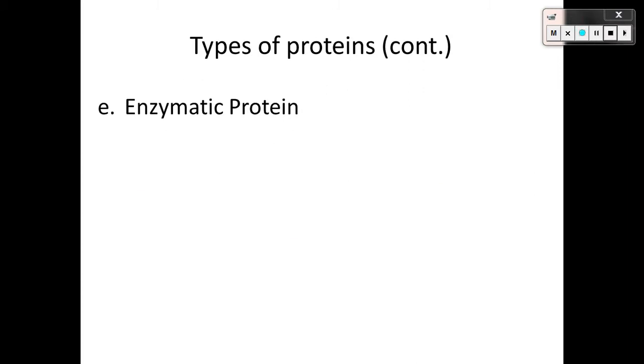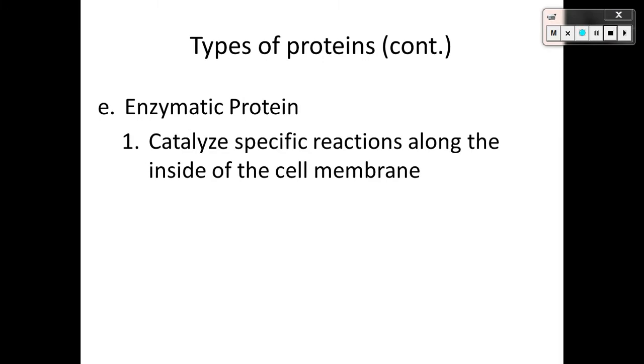Now the last one we're going to talk about are enzymatic proteins. If you remember when we talked about enzymes, enzymes are a type of protein. But they're a type of protein that's very special in the sense that they catalyze chemical reactions, at least biological chemical reactions. So we'll say that enzymatic proteins are what are going to catalyze our specific reactions inside of the membrane. If we need any reactions to take place inside the membrane, these enzymatic proteins are going to be studded all throughout the membrane to aid in that catalysis.